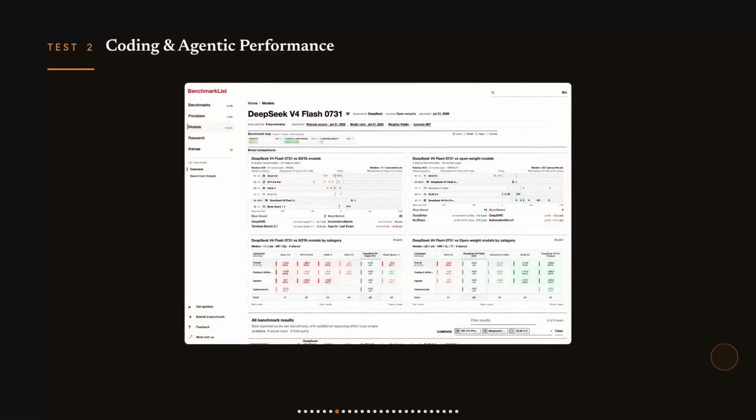Test 2, Coding and Agentic Performance. The objection I kept hearing was, okay, Flash is cheap, but if it can't close a hard agentic ticket, cheap doesn't matter. Terminal Bench 2.1 is the benchmark that bites here, because it measures multi-step agent tasks, not toy completions. So let's see what the scores actually say when the tasks get hard.